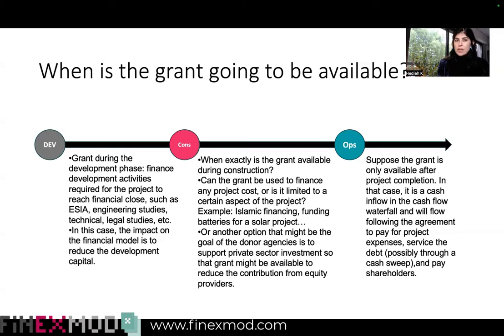Some of the donor agencies want to promote some activities. For example, in a solar PV project, maybe the donor agency wants to promote battery storage. So they're going to tell you that the cost of battery can be funded with the grant. Or if it is Islamic financing, then we know that these agencies cannot fund any interest or any financing cost. So their grant is going to be attached to certain costs in the construction budget.